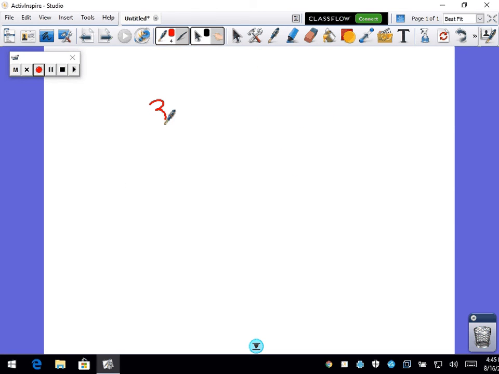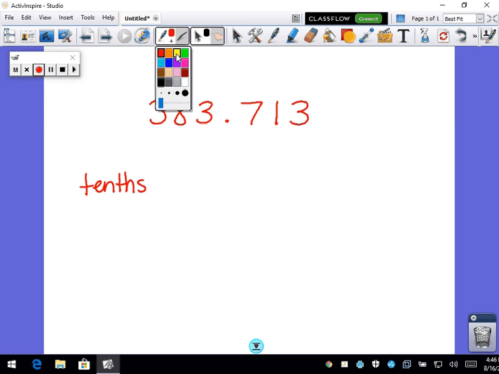This time, 383 and 713 thousandths. And this time we're going to round to the tenths place. When I look at my word that I'm rounding to, I see my THS, which tells me that it's the fraction side or the pieces side and not my whole side. So I'm going to find the tenths place. That's what my T stands for. I'm going to put an arrow above the tenths place. I'm going to underline its neighbor, and I'm going to say my poem.